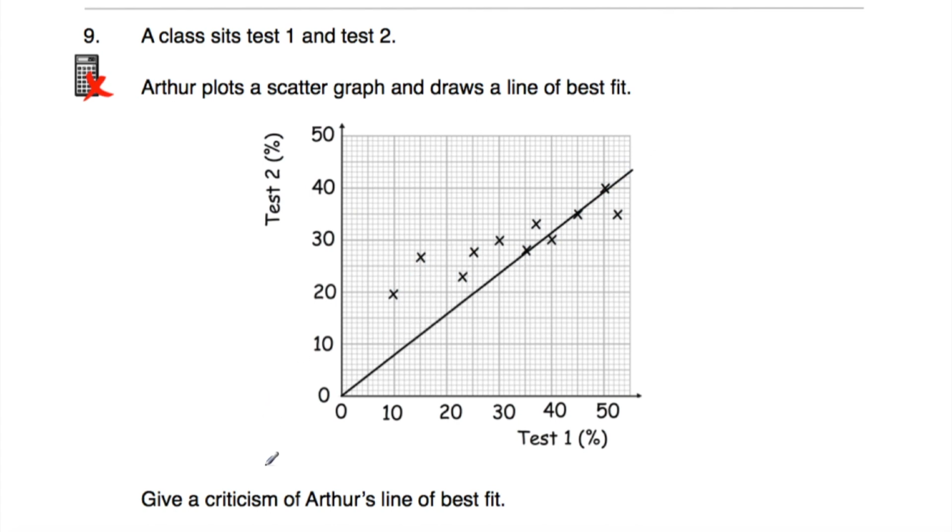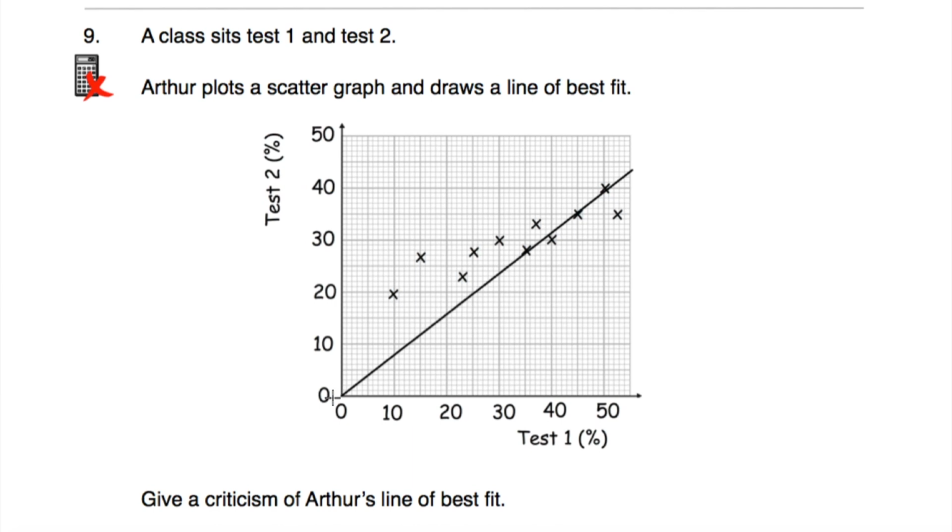And then the question says, give a criticism of Arthur's line of best fit. Well, if I actually have a look at that line of best fit, I don't think it's as close to the points as it could be. I would have drawn a line of best fit that looked more like this, going through or close to as many of the points as possible.